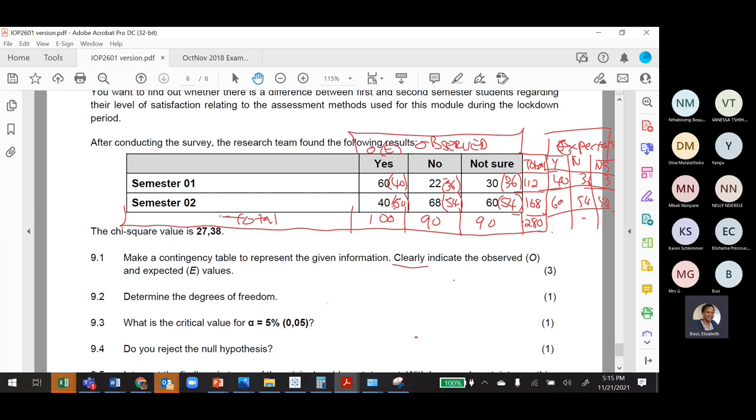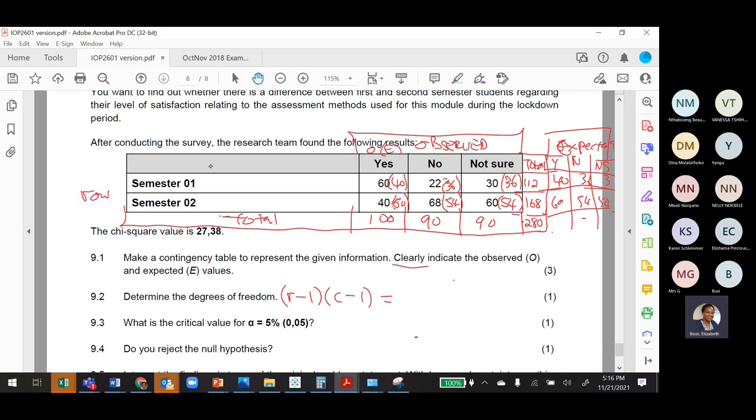Determine the degrees of freedom. Degrees of freedom for a chi-square is the number of rows minus one times the number of columns minus one. So remember, when you calculate the number of rows, don't count the additional expected value columns if you created one. Don't count the totals as well. Only the observed categories.